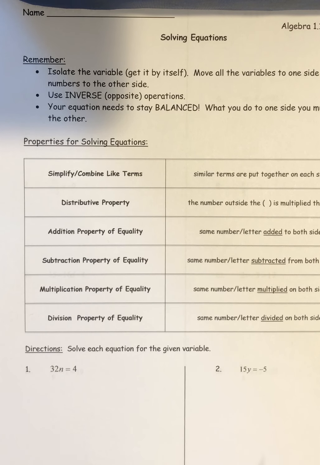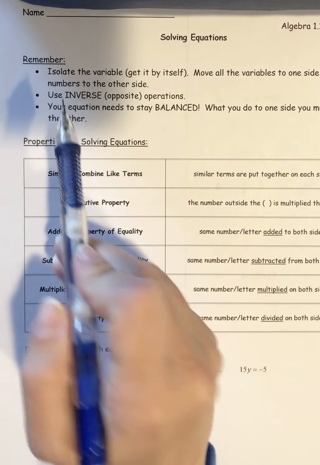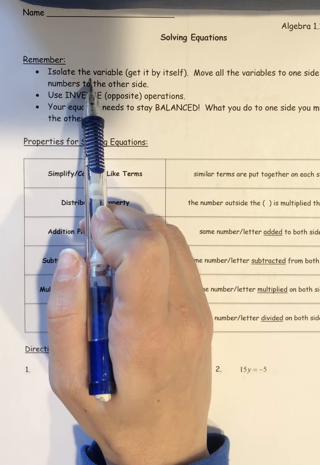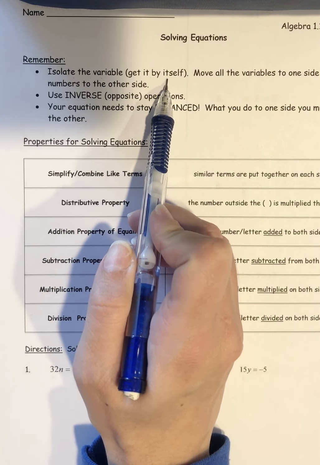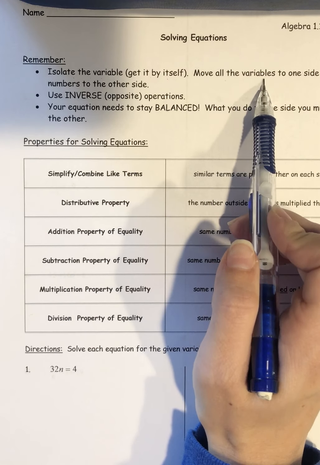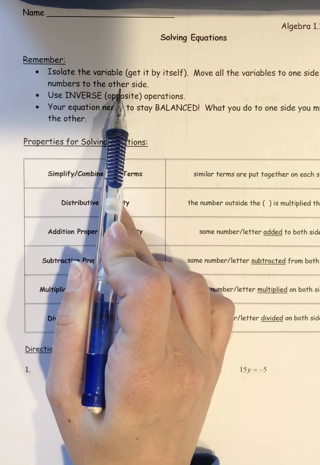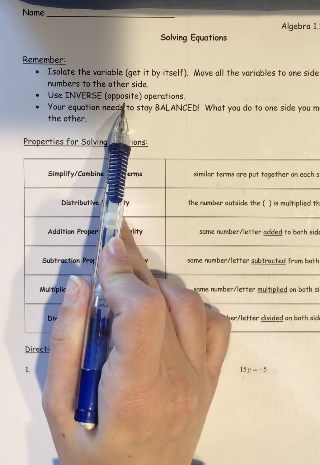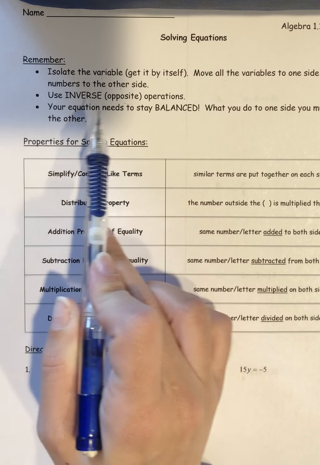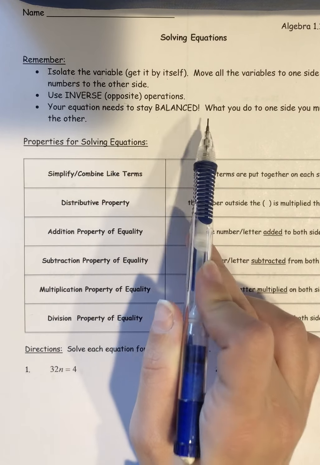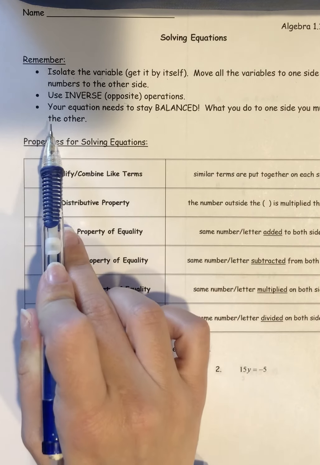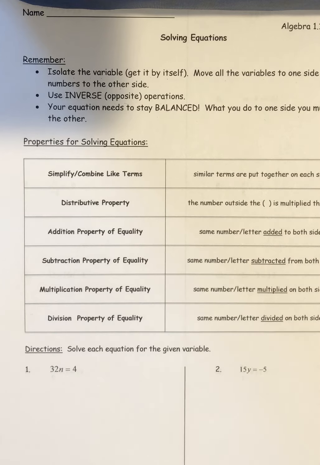Review 2 packet is on solving equations. Remember, in order to solve the equation, we're technically trying to isolate the variable, which means to get it by itself. So we want to move all the variables to one side and the numbers to the other. In order to do that, we use the inverse or opposite operation, and you want your equation to stay balanced. What we do to one side, we must do to the other.